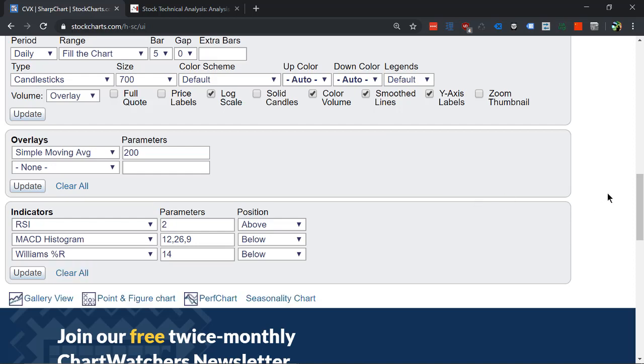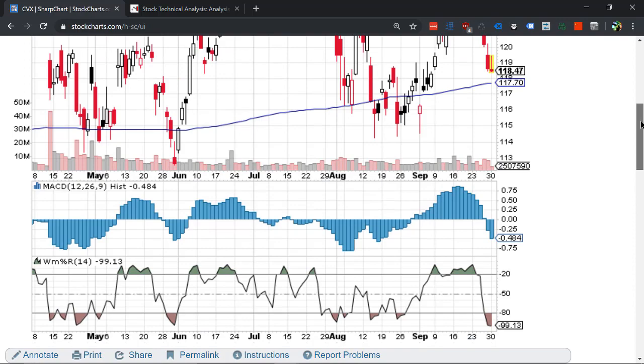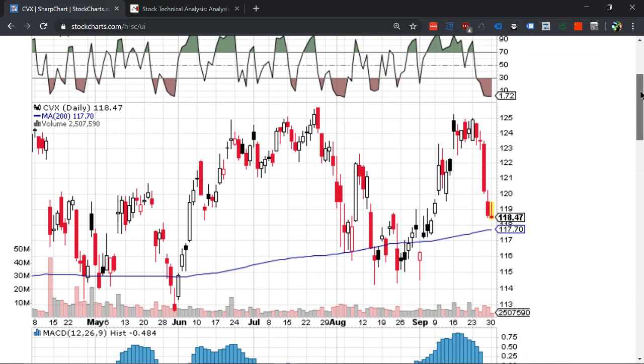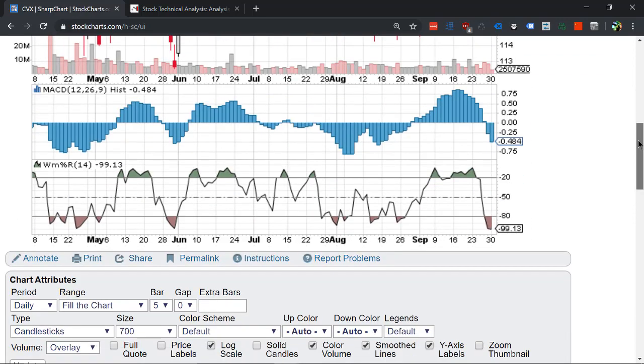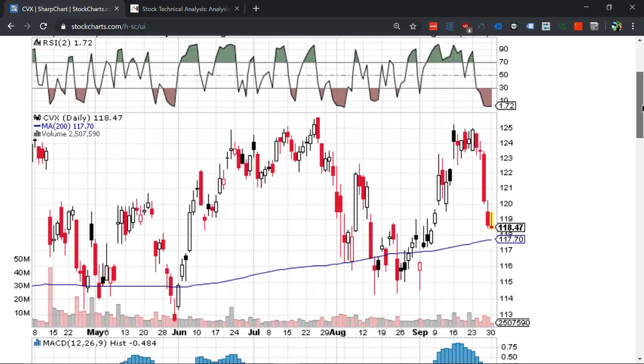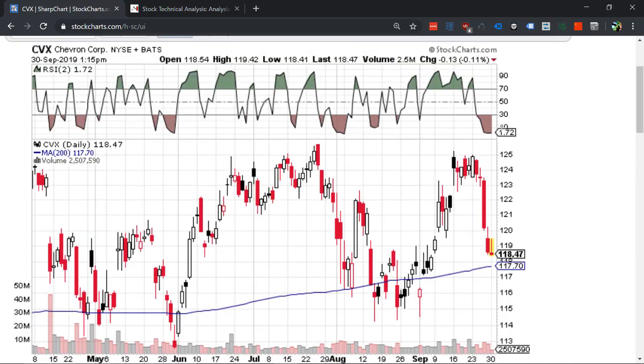So unfortunately, I was not able to make this video before the market opened, but we're still going to find the RSI. It's up here. Fortunately, the RSI is below 0.2.